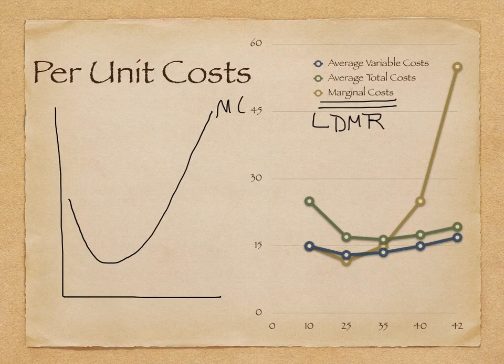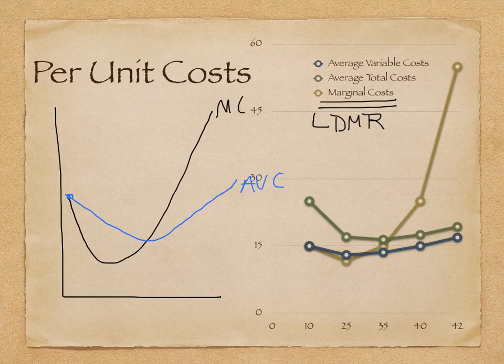Typically, the average variable cost curve starts at the same point as the marginal cost curve, decreases until it intersects with marginal cost, and then increases thereafter. We're going to label that the average variable cost.